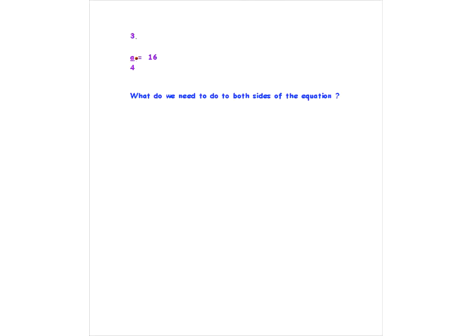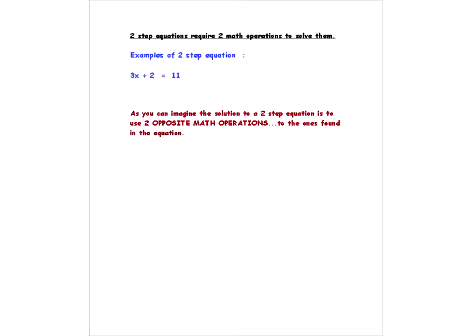Okay, how about this one? We're dividing a by 4. The opposite of dividing by 4 is what? What are we going to have to do to both sides of the equation? The opposite of dividing by 4 is times 4. We multiply both sides of the equation by 4. The 4's cancel out, leave us with a. 4 times 16 is 64.